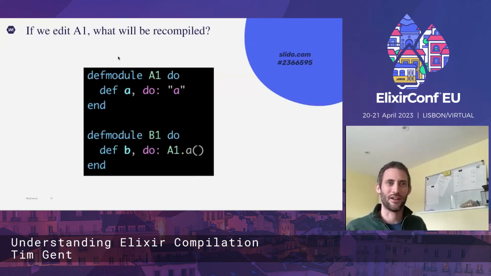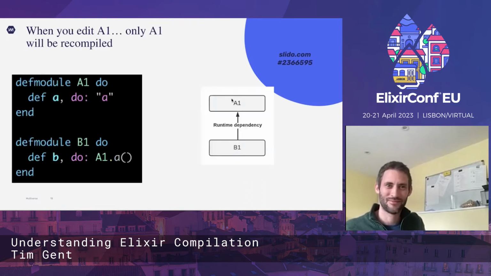All right, we're going to start nice and simple. If we edit module A1 here, what will be recompiled? You get about 20 seconds to answer each of these. Oh, nice variety of answers. That is what I like to see. Got about 5 seconds left.